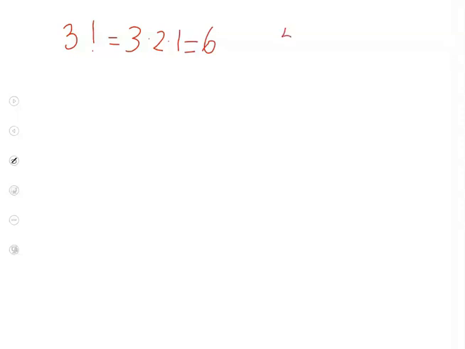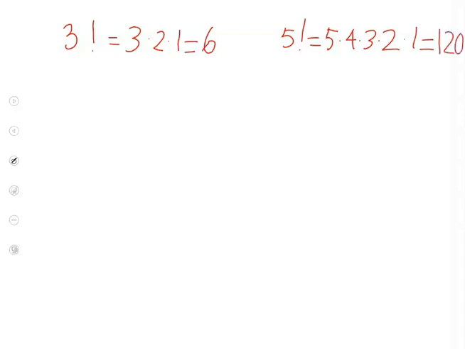Okay, what about 5 factorial? How do we do this? This is the same thing, except we start at 5 instead of starting at 3. So it's 5 times 4 times 3 times 2 times 1. This part is 6, and if you multiply by 5, it would be 30, and then that's going to be 120.